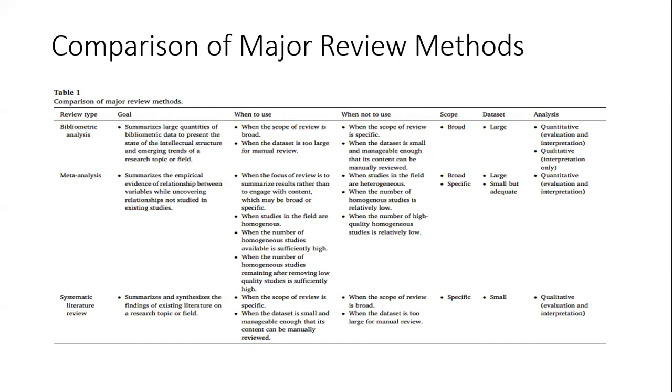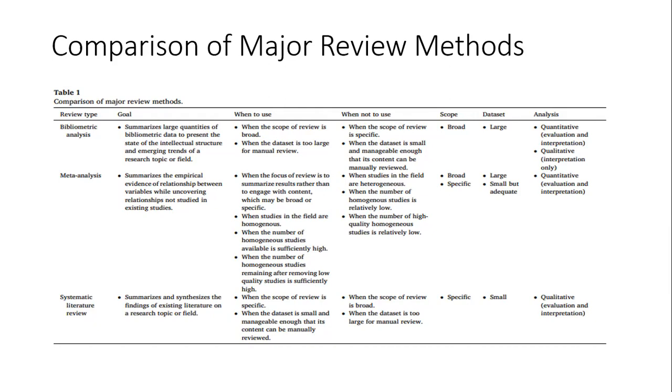So before we delve deeper into the bibliometric analysis, we look at this conceptualization by Donthu et al. Donthu et al came up with a classification of the three major review methods. The first one is bibliometric analysis, followed by meta-analysis. So bibliometric analysis is the one that we are looking at today, then meta-analysis, then systematic literature review. But you will find that the differences are what each of them is meant to achieve, and maybe the size of data that is required.